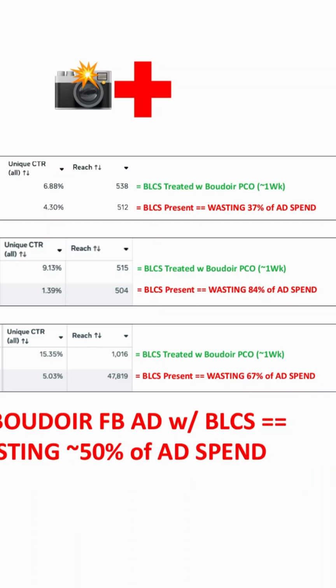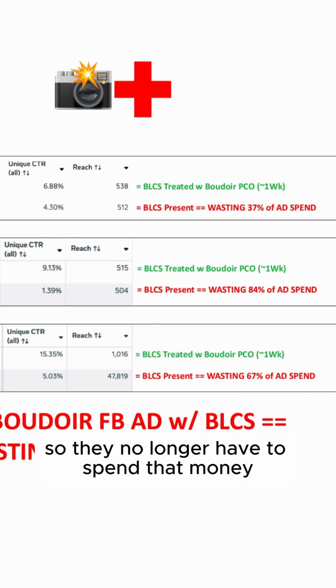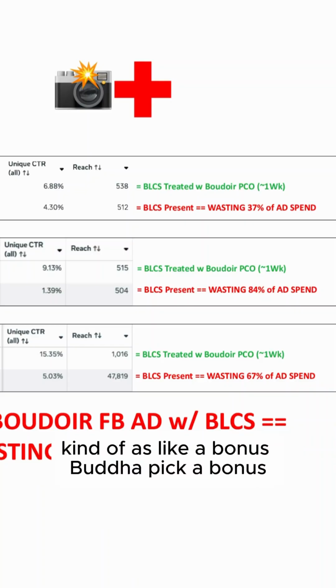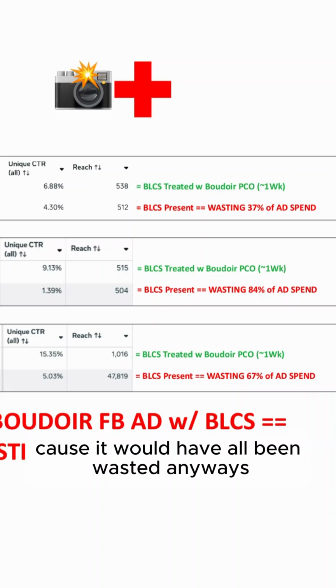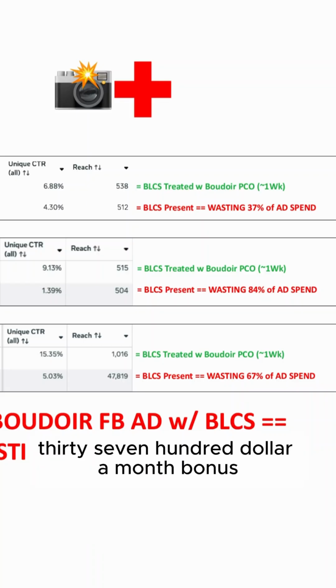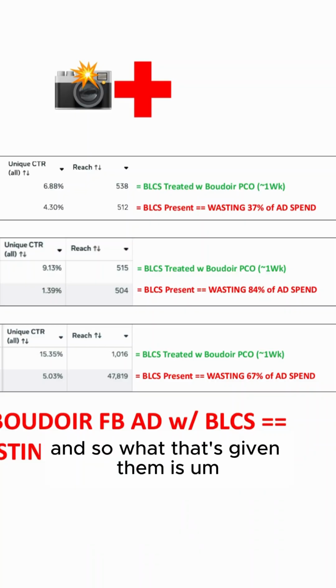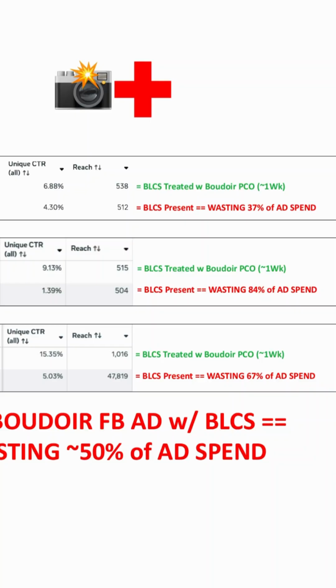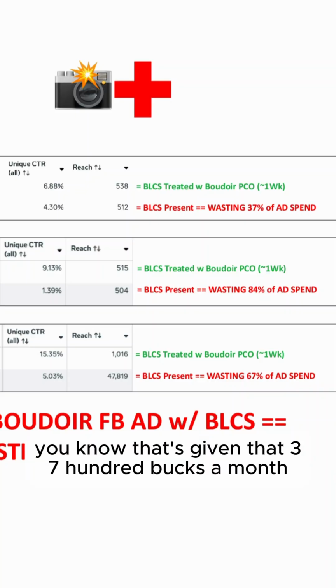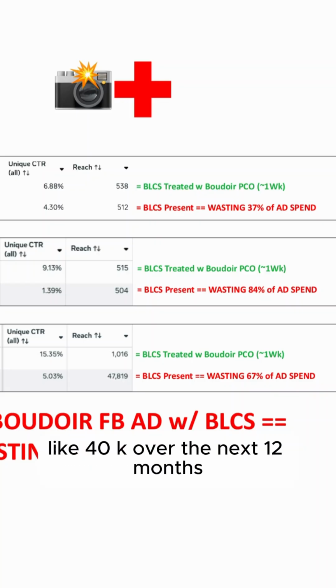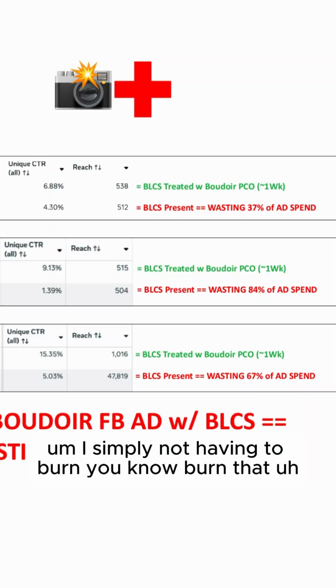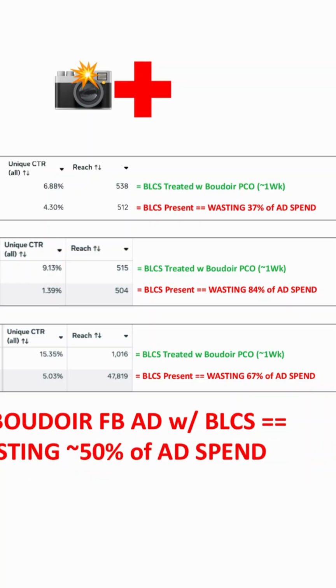And so they no longer have to spend that money, and they actually can pocket it kind of as like a bonus, Boudoir Pico bonus. They just don't spend it because it would have all been wasted anyways. And kind of a bonus, $3,700 a month bonus. And so what that's given them is $3,700 a month, which is actually like $40K over the next 12 months, by simply not having to burn that cost.